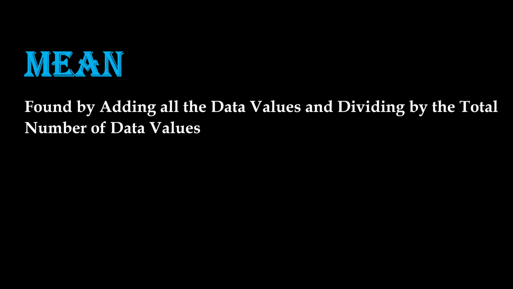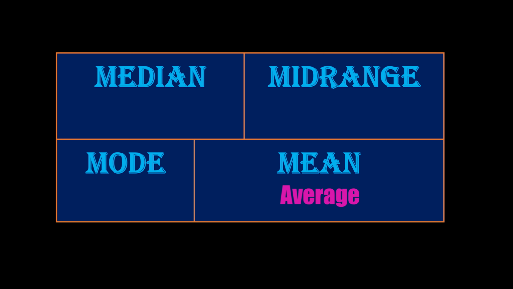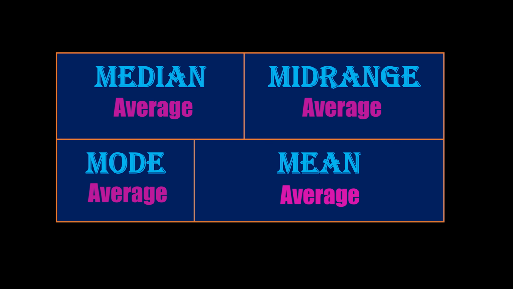The mean can be found by adding all the data values together and then dividing by the total number of items. Oftentimes, when people are referring to the mean, they call it the average. However, average can refer to any one of the measures of center, so we will refrain from using this terminology.